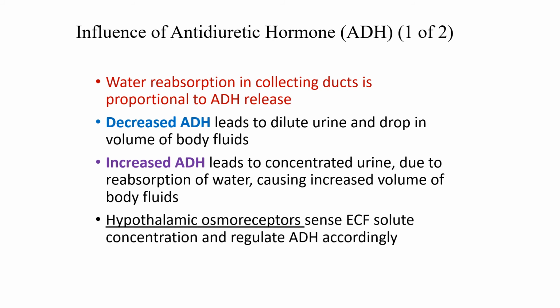So if there's a decreased ADH, this gives us dilute urine and a drop in the volume of body fluids. Decrease ADH, dilute urine, you pee more. If you pee more, then the volume of fluids is going to decrease. This is why people who have problems with retaining water take an antidiuretic drug, okay, like Lasix, because it makes them pee more. Why does it make them pee more?